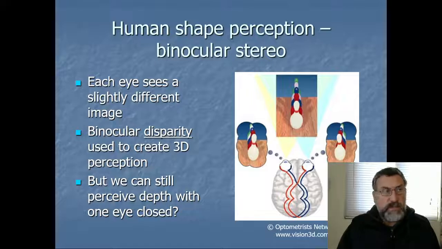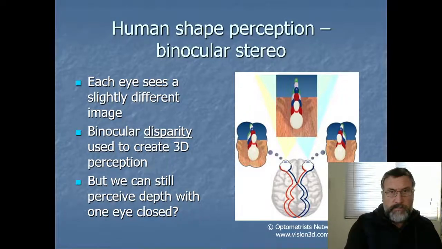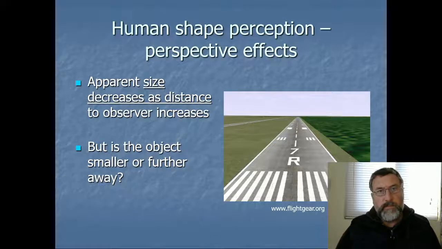But we can still perceive depth with one eye closed, of course. So we get other indicators as well as that. And one, of course, is apparent size. It decreases as distance to observer increases. But the question is, is the object smaller or further away?